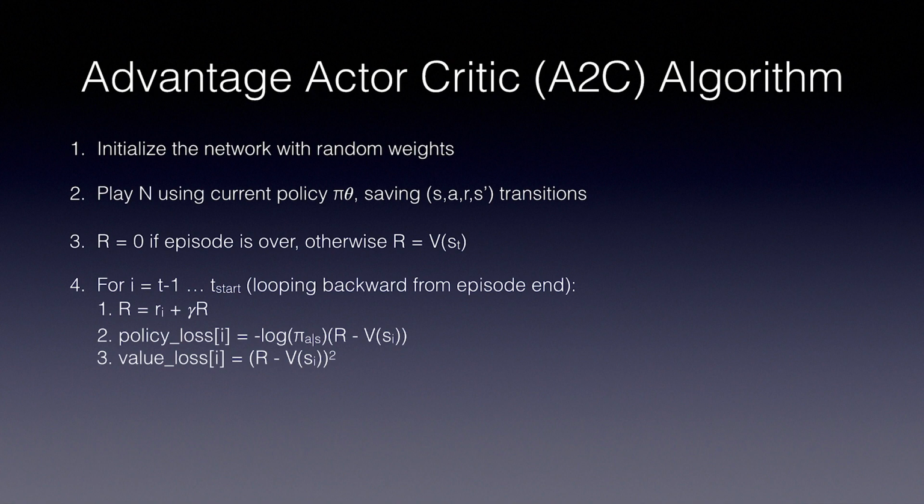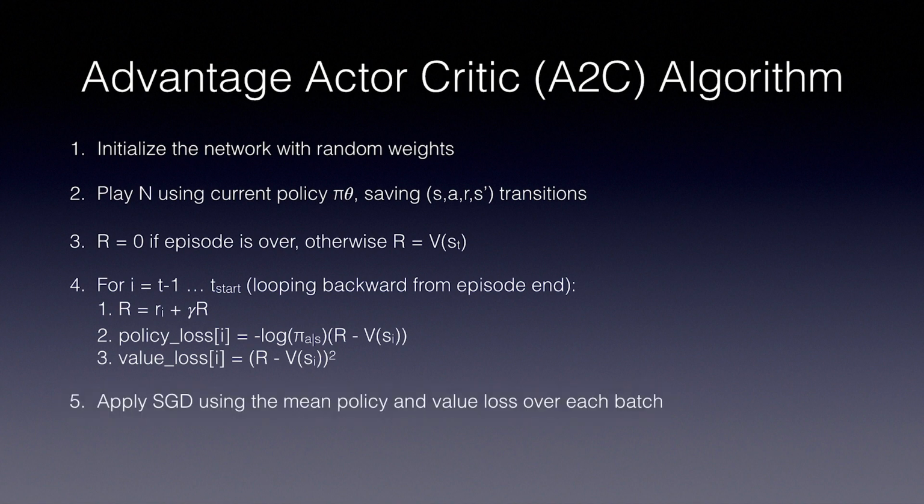Now we're looping backwards from the end of the episode. R equals the reward from this time step plus gamma times R. The policy loss is the negative log probability times the advantage. Value loss is simply the mean squared error of the actual return calculated minus the value of the state that our network estimated. Step five, we apply stochastic gradient descent using the mean policy and value loss over each batch. And six, we repeat from step two over and over again until the learning has converged.